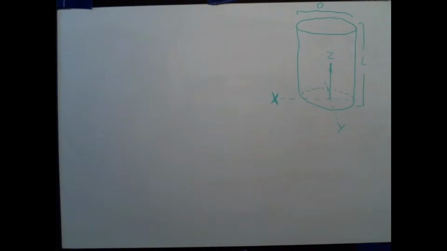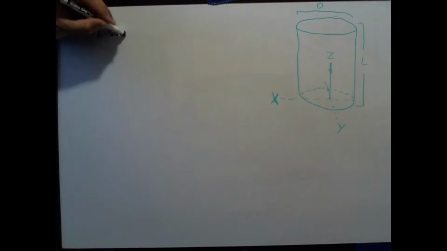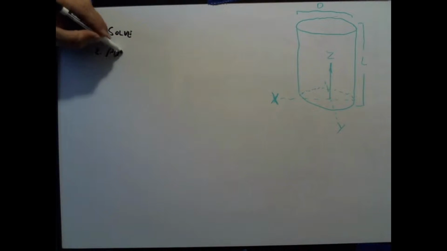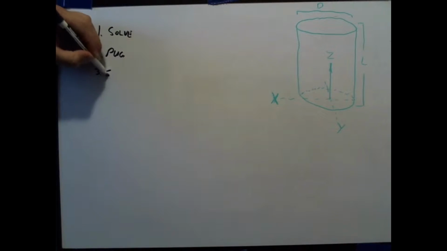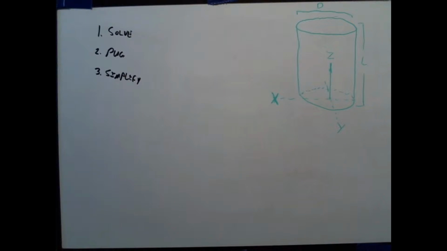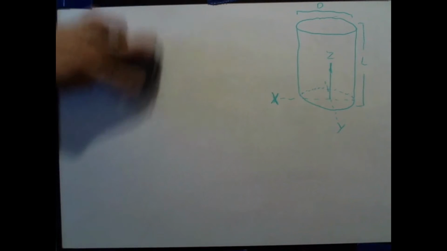Here's the basic procedure on solving for units that you can follow anytime you are confronted with a problem like this. Step 1 is to solve for the unit that you are looking for. Solve the equation for whatever variable it is. 2, plug in units, and then 3, simplify. And if you do these 3 steps, you will get your answer. Here's how you do it.